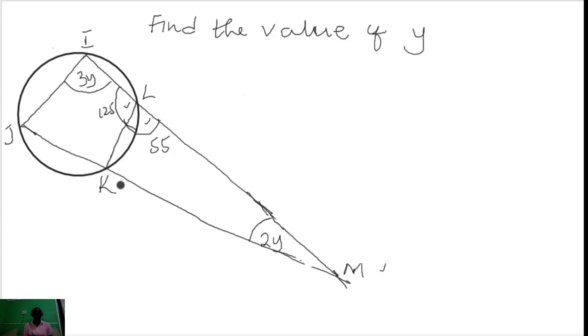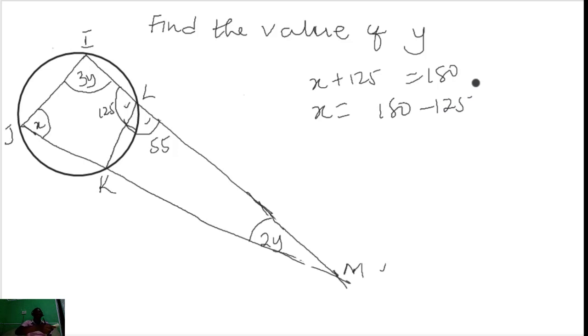Good. And if you use the properties of a cyclic quadrilateral, the two opposite angles sum to 180. So let's name this one x. Therefore, x plus 125 will give us 180. So it means that x is equal to 180 minus 125. Good. So we can say that x is equal to 55 degrees. So we have here 55 degrees. So let's take triangle MIG.